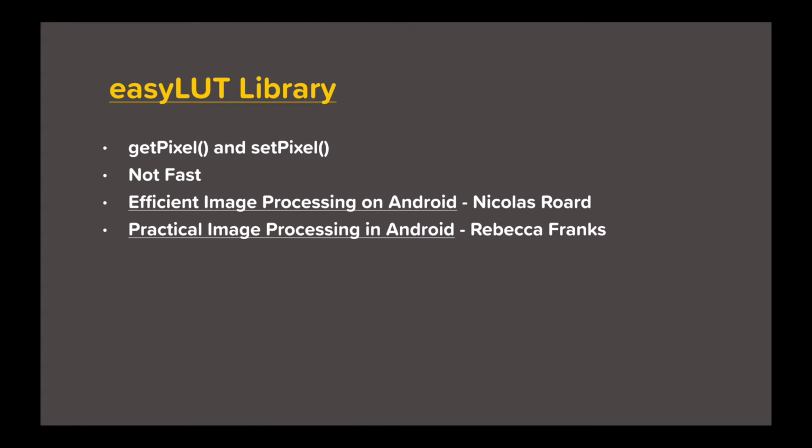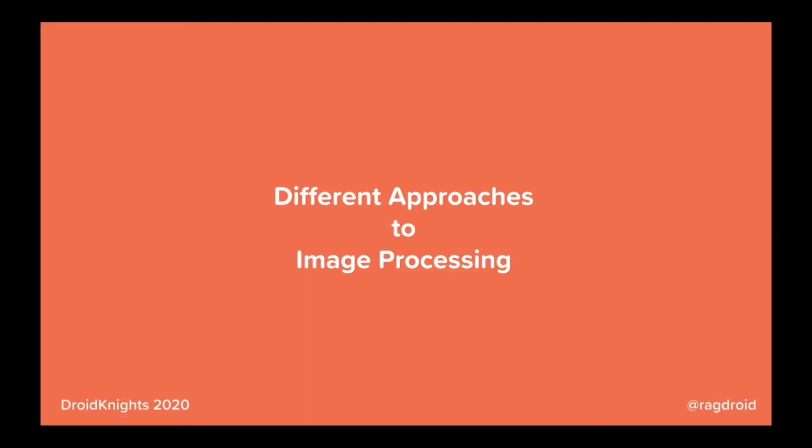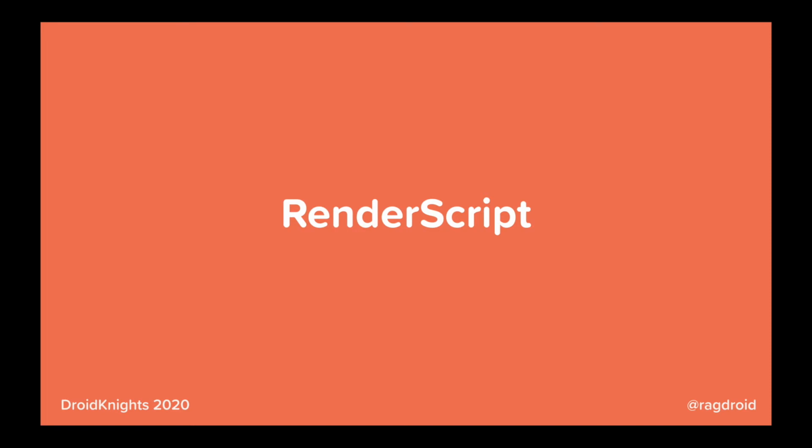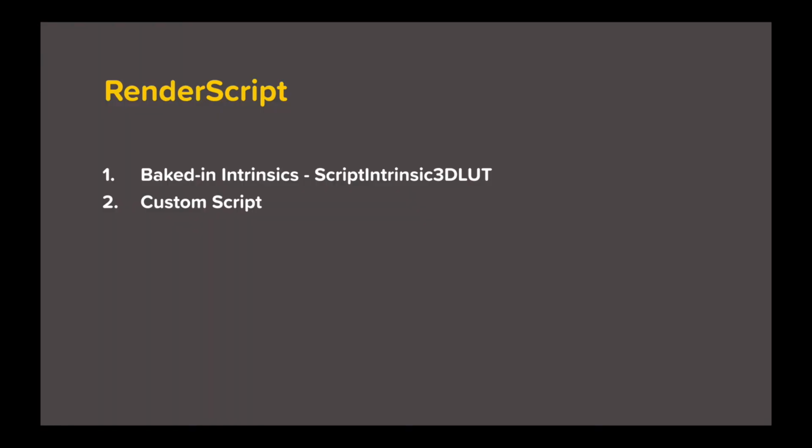I should have, but anyway, I went and watched these talks, and I understood the different approaches to image processing. The gist of all that is, there are various ways. In Java we have getPixel and setPixel, which is not fast enough. Then we also have another option called Renderscript, and the third option is OpenGL. At that point our tech stack was already using Renderscript, so I went ahead and started to look into the different approaches we can use to implement LUT image filters using Renderscript.